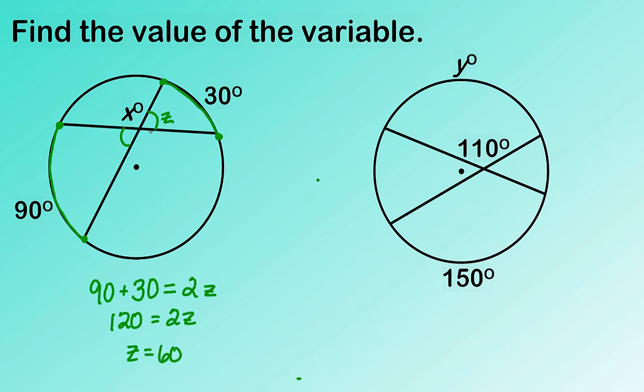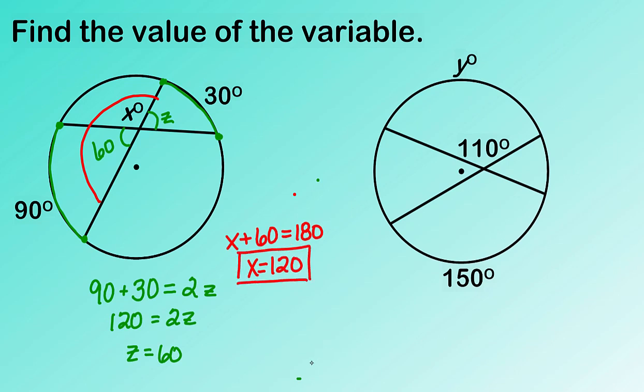But that's not what I'm looking for. I'm looking for the measure of its linear pair. So I'm going to say that x plus 60 is equal to 180. I would find that x is equal to 120, and that's the answer to this question.